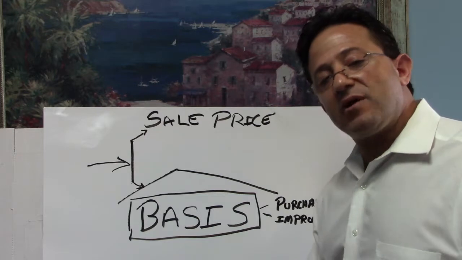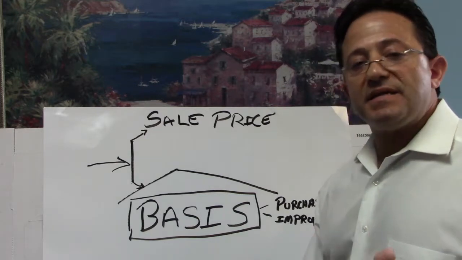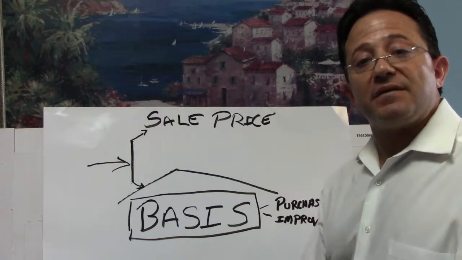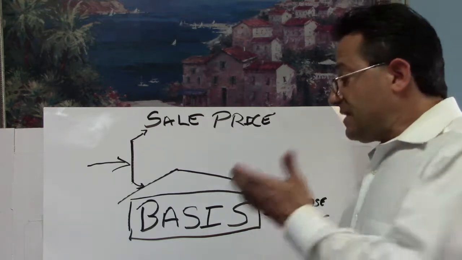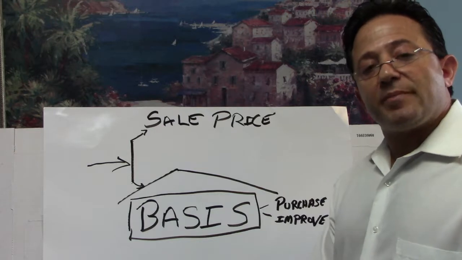And what is the rate on capital gain? Well, the rate is anywhere up to 20% of your gain. So it can be pretty substantial. So in this way, we're going to understand what capital gains is all about.